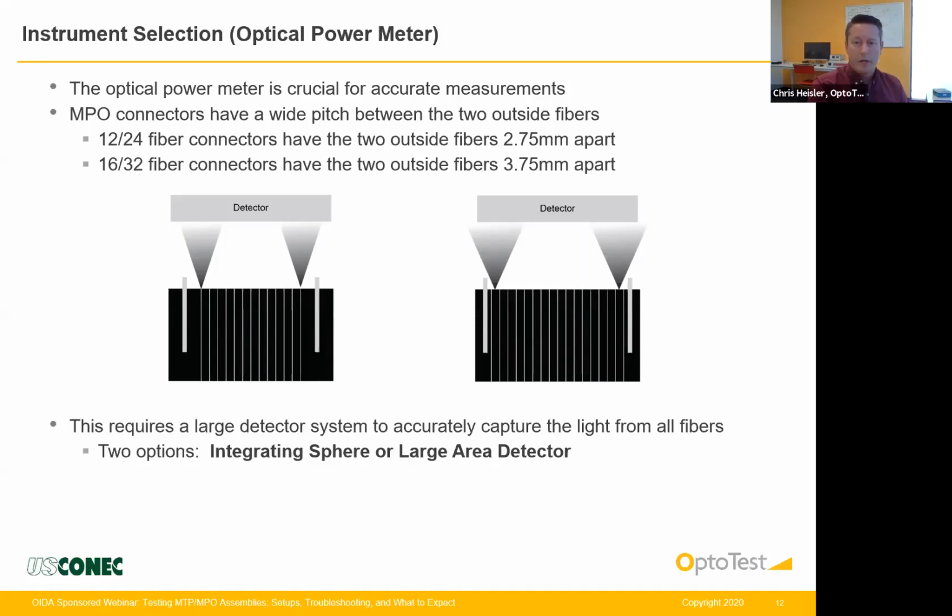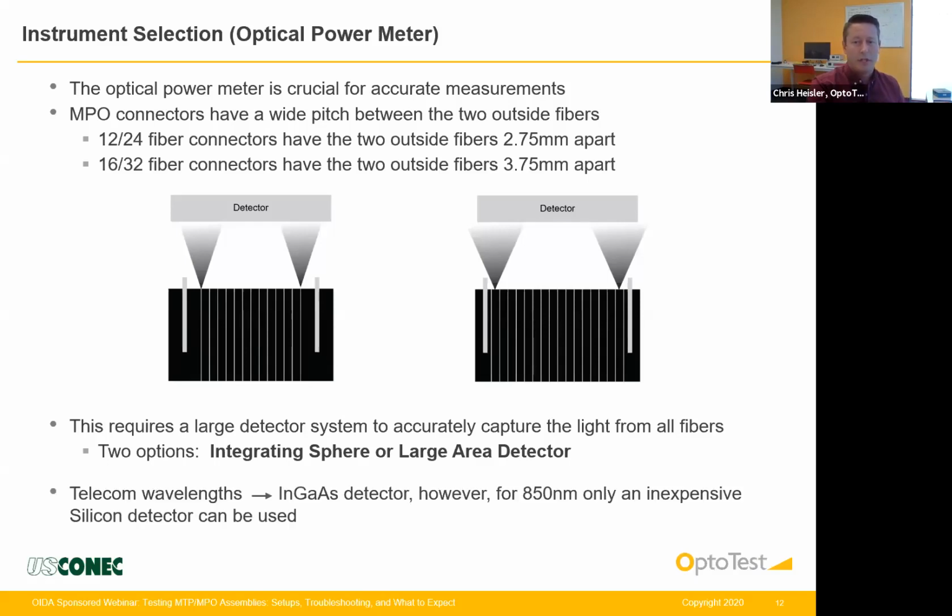Given the wide pitch of fibers in MPO assemblies, typically an integrating sphere with a large aperture or a large area detector, 5 millimeter or 10 millimeter, is necessary. For standard telecom wavelengths, 1310 and 1550 and so on, InGaAs is typical. However, for applications for 850 nanometers only, which applies to OM2 fiber and up, an inexpensive silicon detector can be used.